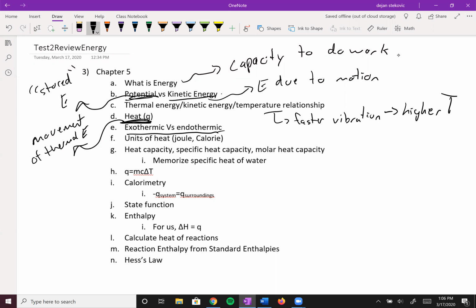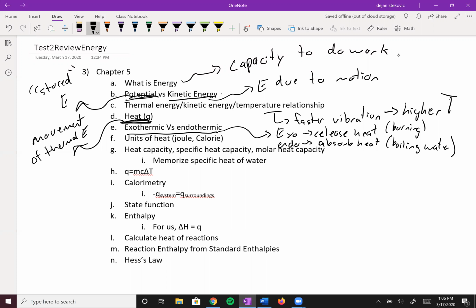Endo versus exothermic. Exo is releasing heat, right? So whatever you're talking about is releasing heat. Burning is the most common example of an exothermic reaction. Endo, whatever you're talking about, is absorbing heat. So something like boiling water: the water is absorbing the heat, and so it's undergoing an endothermic reaction.